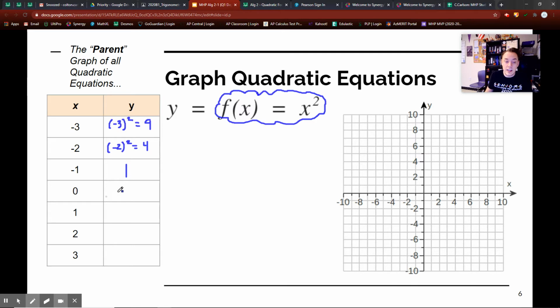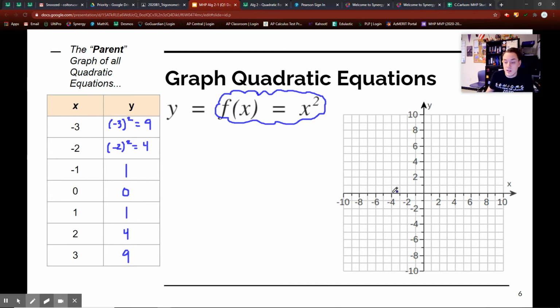If I plug 0 in here, I get 0. If I plug 1 in there, I get 1. 2 squared is just 4, and 3 squared is 9. So you kind of see almost a symmetrical nature about these numbers, especially the y numbers. It's very interesting, I think. You get 9, 4, 1, 0, and then 1, 4, 9. So let's start plugging these points in.